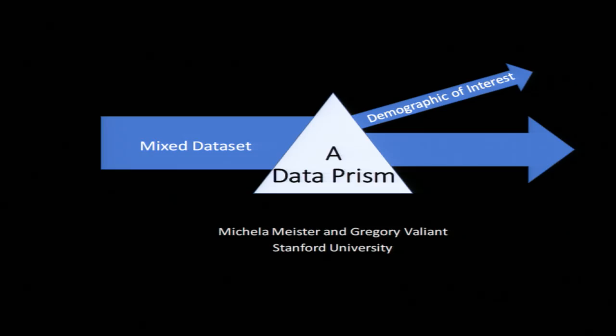So at a high level, our work is a data prism in that you feed in a large data set reflecting a bunch of different demographics, and we provide tools for extracting information about a specific demographic of interest, even if we might never know which data points belong to that demographic. So for example, let's imagine you're a large company like Amazon or Netflix. You collect a big data set of customer reviews of different products.